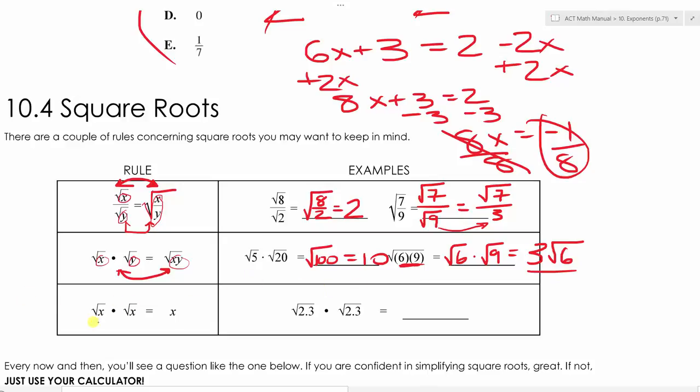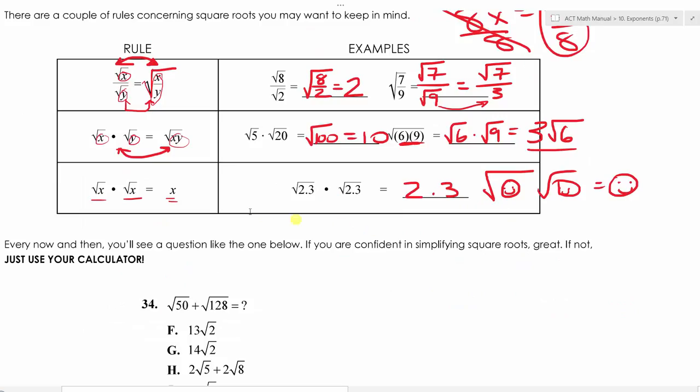Now, down here at the bottom, you do need to know that when we take one square root and we multiply it by an equivalent square root, we just get the thing under the square root sign. So any square root multiplied by itself gives you the thing under the square root sign. So root 2.3 times root 2.3 would be 2.3. Root happy face times root happy face would equal happy face. It is a rule that you should know.